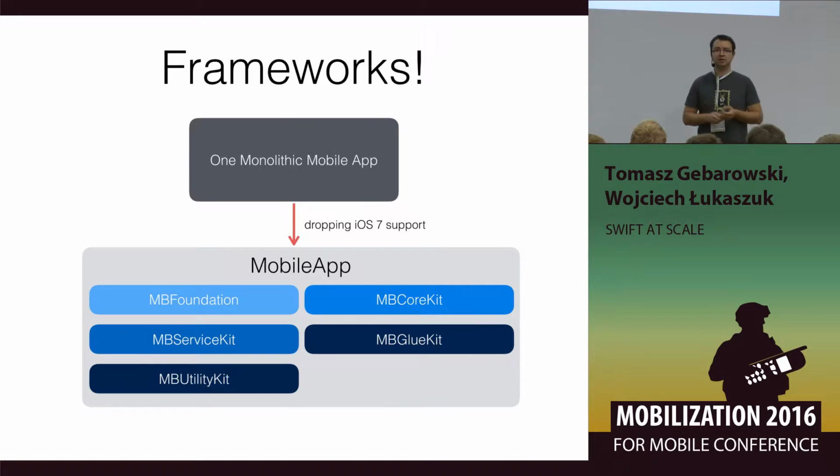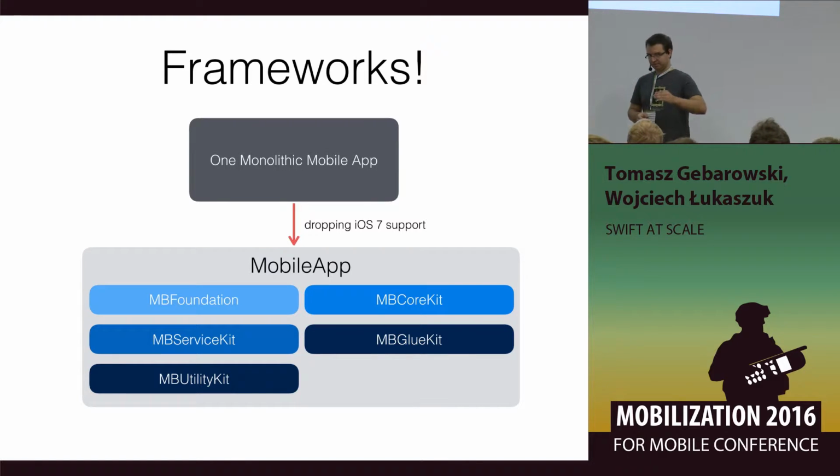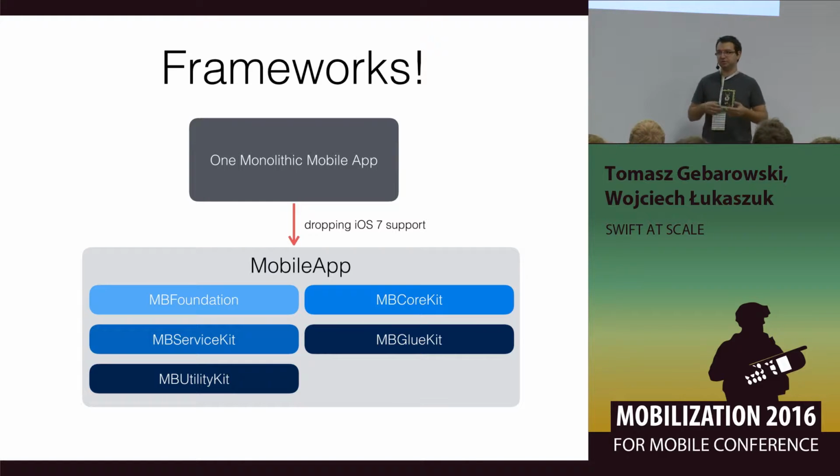With frameworks, we could decompose our project into smaller parts, which had fewer dependencies, which could simulate incremental builds because we didn't have to recompile the whole project from scratch. So we were waiting with that for the decision to drop iOS 7 support, because we couldn't introduce those frameworks while we were supporting iOS 7. But with the dropping of iOS 7, we could finally migrate to the frameworks approach.